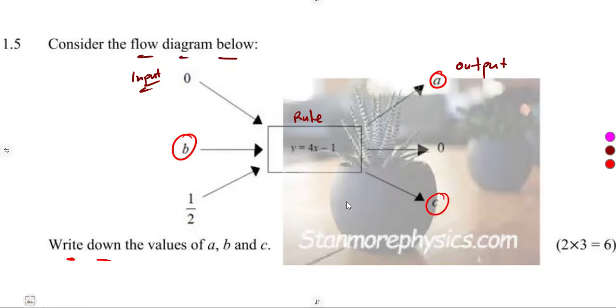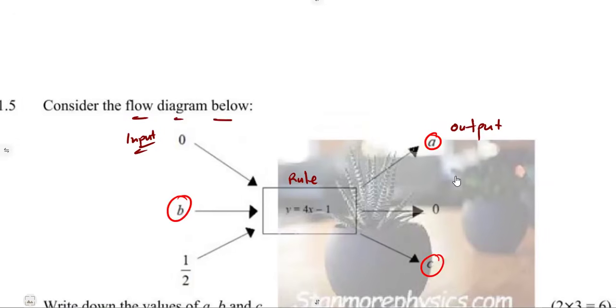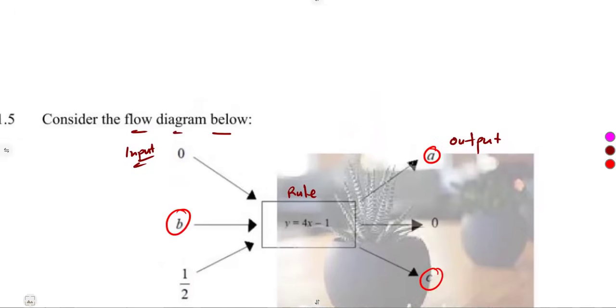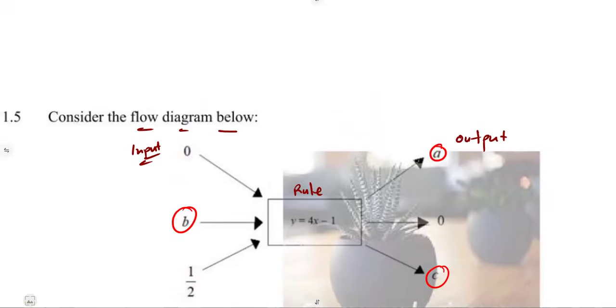Okay, so let's just analyze, guys, our flow diagram for us to answer this question. We just have to analyze what we have: input, the rule, and what? Output. So the first part here, to find A, which is our output, what is its corresponding input? Because we know that y is equal to 4x minus 1, where the inputs are the x values, remember? The outputs represent the y values.